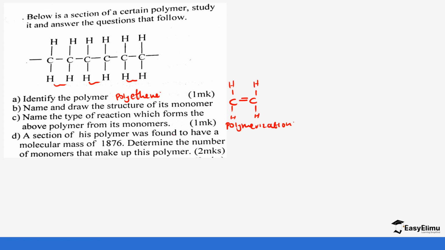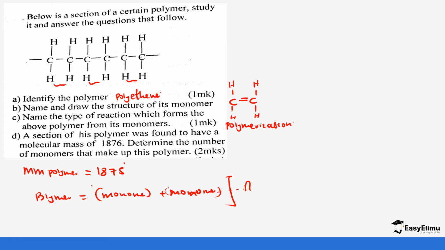So a section of this polymer was found to have a molar mass. So the molar mass of the polymer is equal to 1875. For us to determine how many monomers made up this polymer, it means the polymer is equal to monomer plus monomer plus monomer, like that, depending on the number of times, which we'll call n. So if you take the molecular mass of the polymer, it's the same as the total molecular mass of monomers multiplied by n, or a specific number, you get this mass.